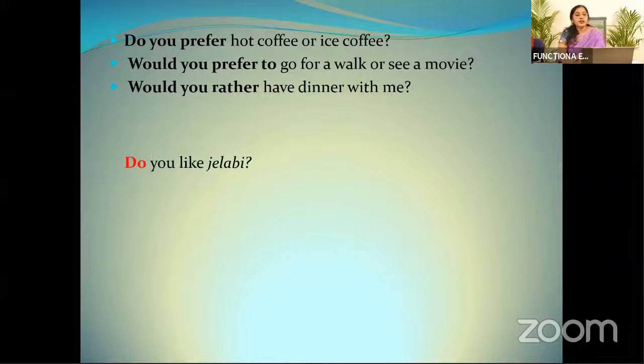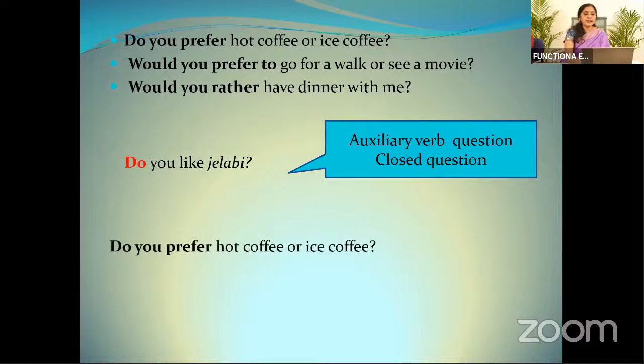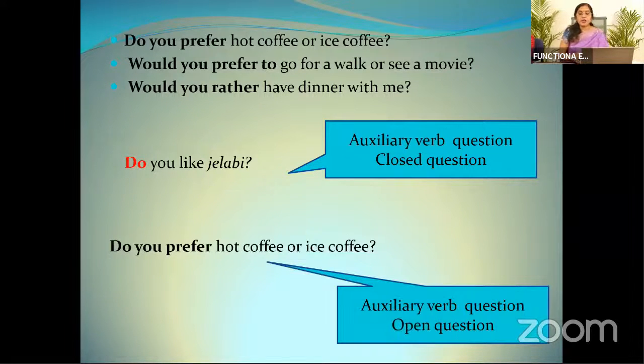Now we use the structure, do you like jalebi? In this question, if you notice, this is a closed question. What do we mean by a closed question? The answer is either a yes or a no. But if you look at the question, do you prefer hot coffee or iced coffee? The answer is open-ended. This is an open-ended question because the other person is going to clearly give you a statement.